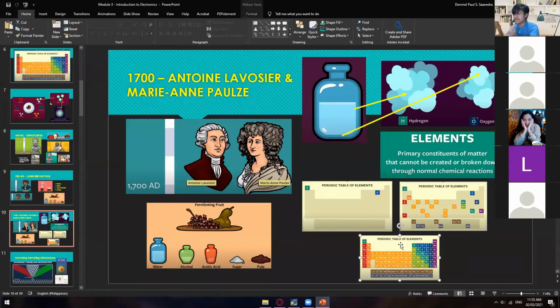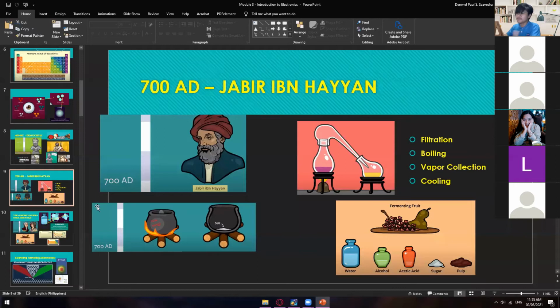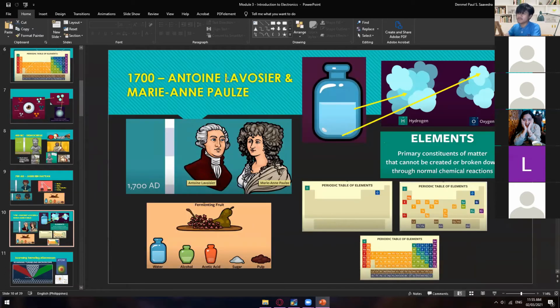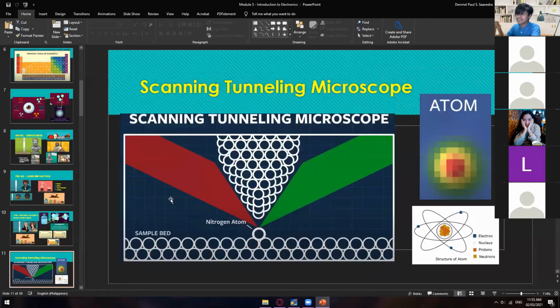So that is why we have this periodic table of elements right now, coming from the ideas of Mr. Jabir and Mr. Antoine Lavoisier, and then Miss Marie-Anne Paulze. So where is the atom? As time went by, we were actually just assuming, because we cannot really see an atom. It cannot even be seen by a microscope. That is why they cannot show a single picture of an atom. But there is this one guy wherein they figured out how to scan, how to touch, how to measure its size, and what it looks like.